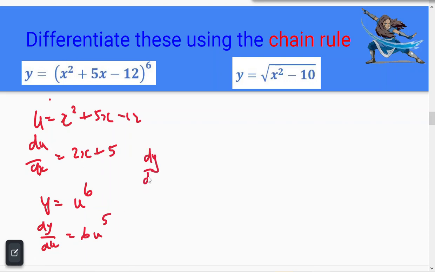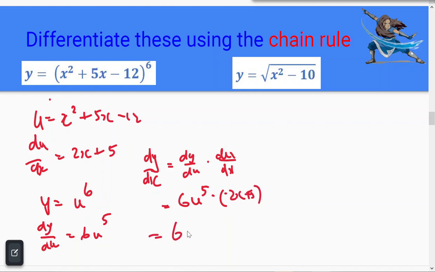So dy/dx is dy/du times du/dx, and that will be 6u to the 5 times 2x plus 5, which gives me (6x squared plus 5x minus 12) to the power of 5 times (2x plus 5).